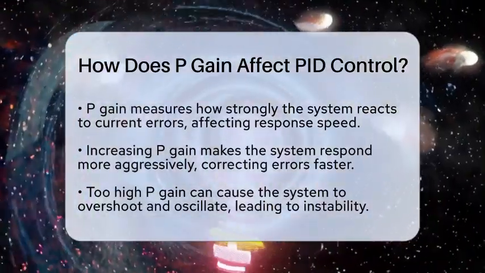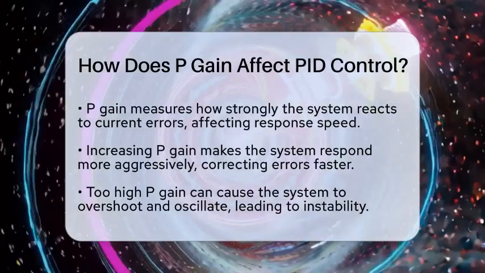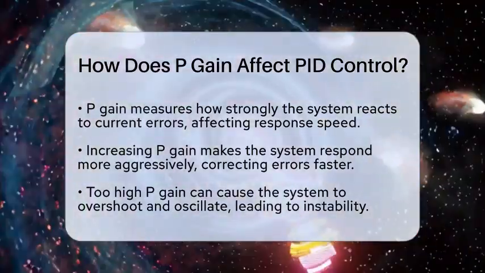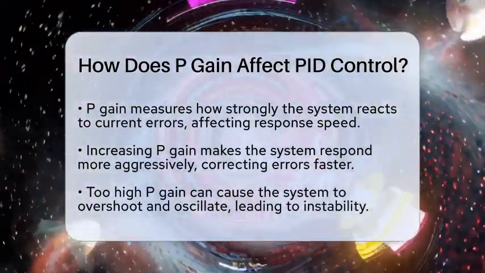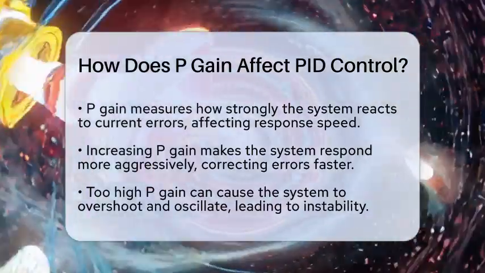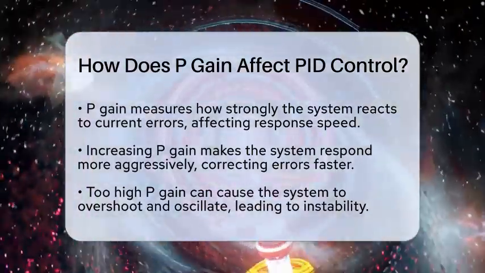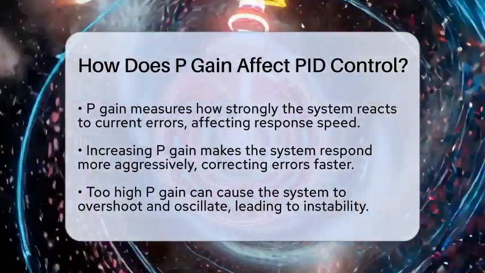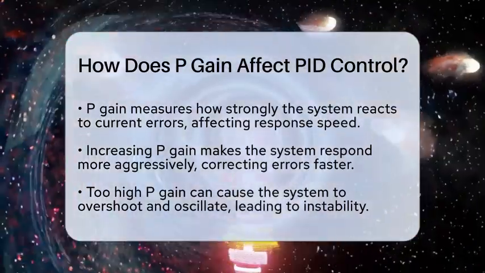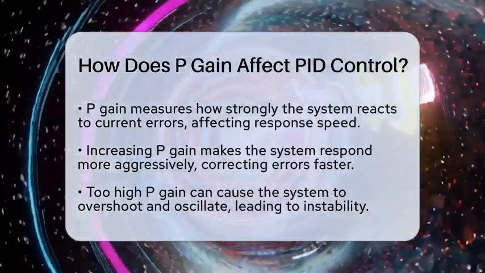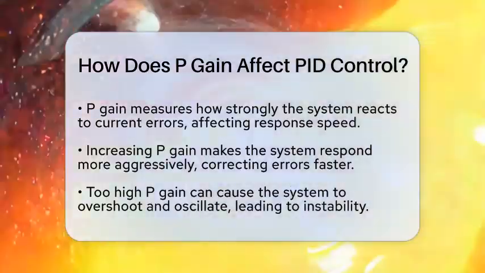It measures how strongly the system reacts to current errors, or how far off the process variable is from the set point. When you increase the proportional gain, the controller responds more aggressively to errors, making the system correct itself faster. Think of it like turning the steering wheel more sharply when the boat starts to drift.